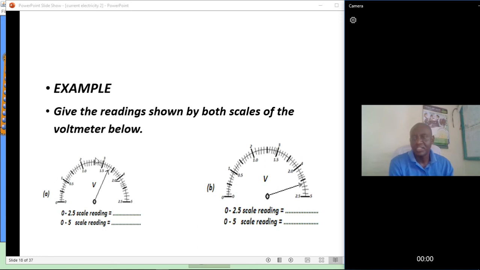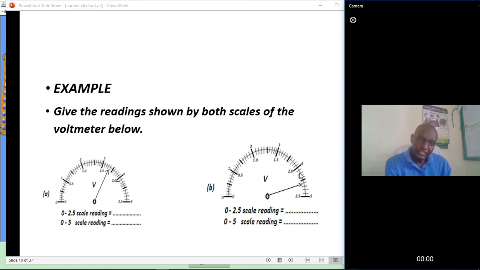So can we get the readings for this one? For example, the scale of 0 to 5, 0 to 2.5. So 1, 2, 3, 4. Four times 0.05 gives you 0.2. When you add 0.2 here, that will be 1.70. The other one reads 3.4.